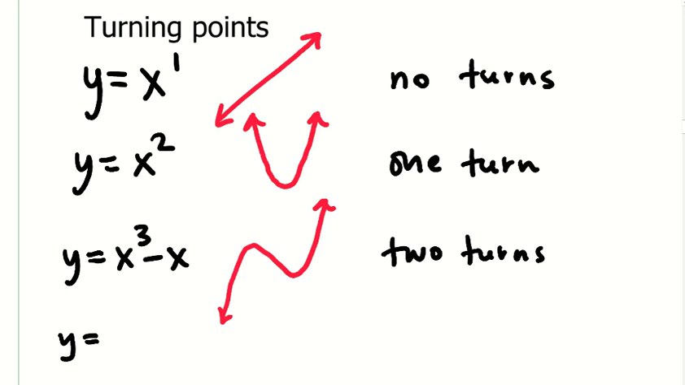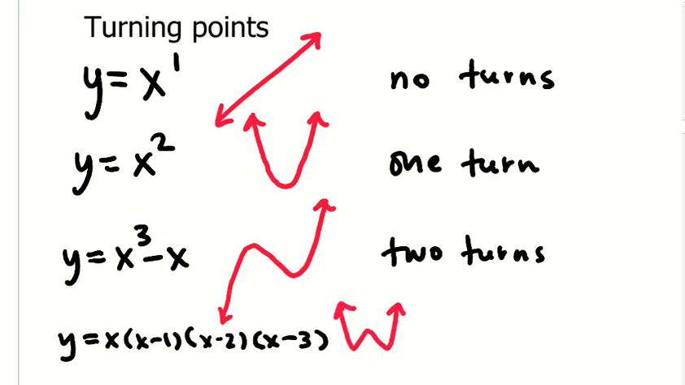Okay, and then, let me think. We had one, this is the one that looked like a W, and so, I mean, that might be a little sharp, but you get the point. And this had 3 turns, and so I think at this point you're seeing a pattern.